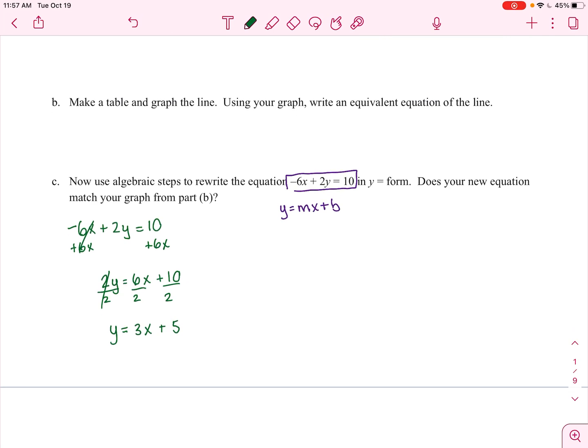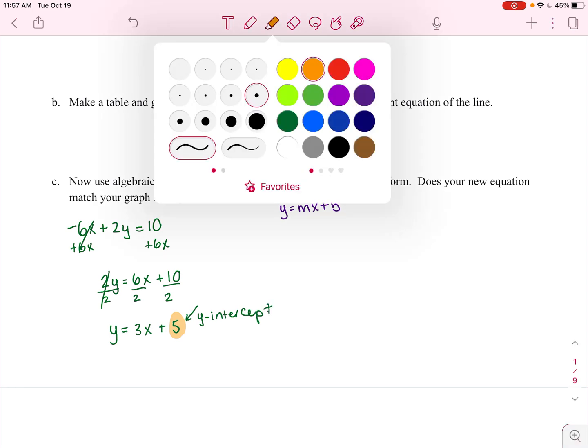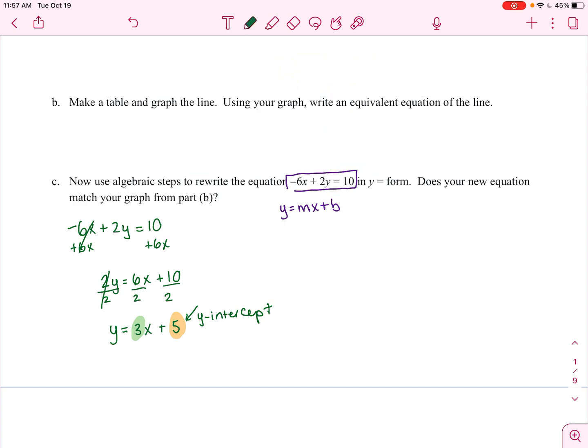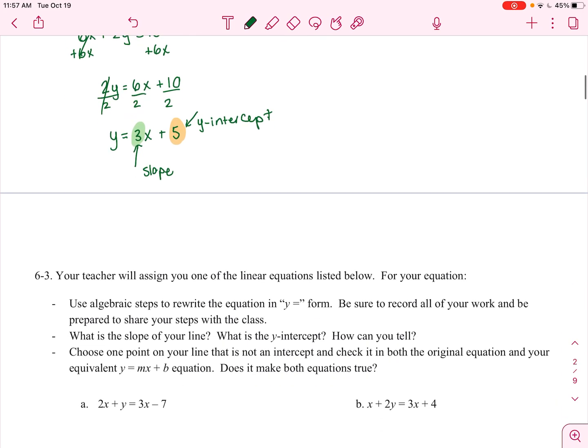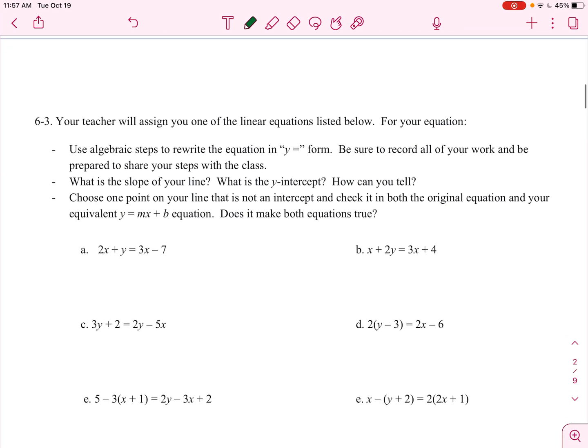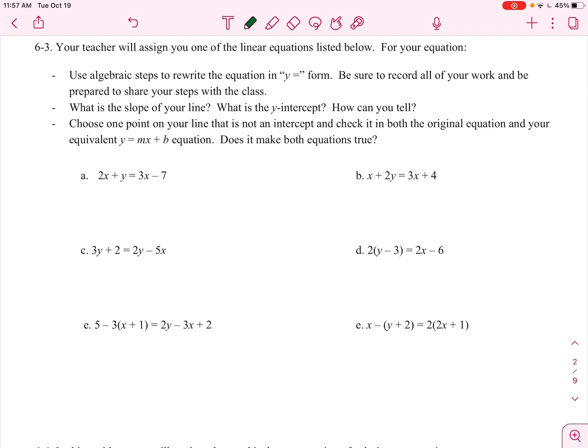Now you can easily see your y-intercept and your slope. Your slope, again, is always going to be attached to this x value. So we have put an equation that was in standard form into your y equals mx plus b form. Okay, so all you need to do in this problem is solve and put the equation into y equals mx plus b form.